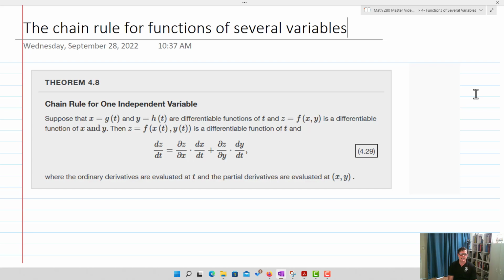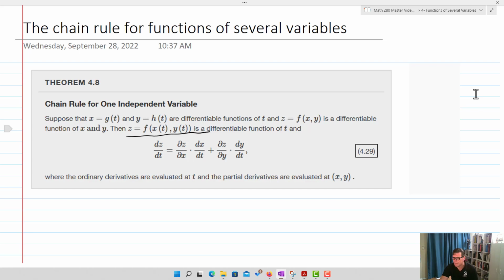We suppose that x equals g of t and y equals h of t. They're differentiable functions of t. So what we have is a parametrization for x and y. And z equals f of x, y is a differentiable function of x and y. And so we have this function z that's in terms of x and y. Then z is going to equal f of x of t, y of t. Makes sense, right? We can plug in our functions of t into z. Okay, that's what we're doing right here.